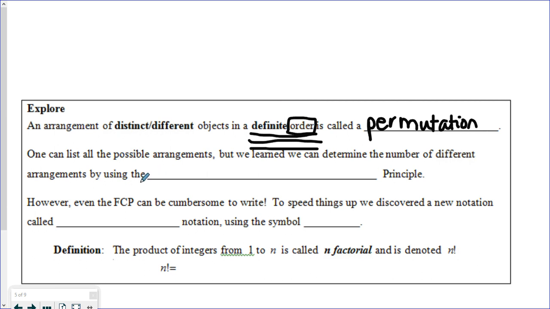So one can list all the possible arrangements, but we learned that we can determine the number of different arrangements using the fundamental counting principle.